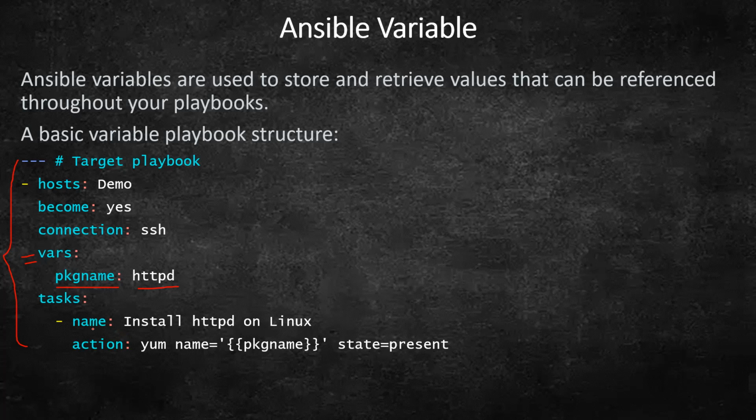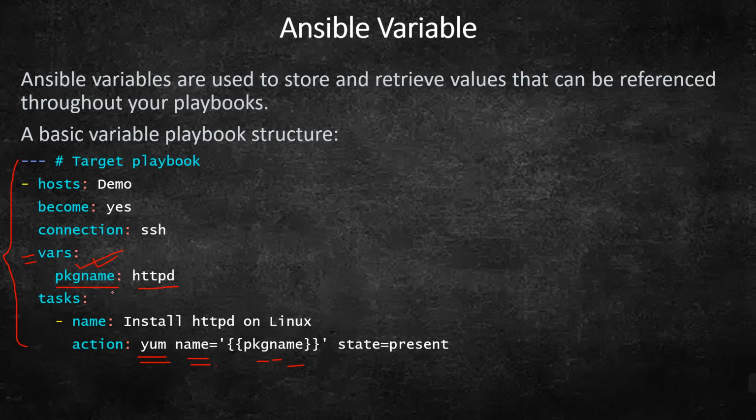So when we do a task here, like install HTTPD on Linux, then the action uses the yum module. Name is package name. You can see this package name inside the curly brackets. This is also a Jinja template, and through this Jinja template we can call the variable. So in the curly brackets we have mentioned this key.